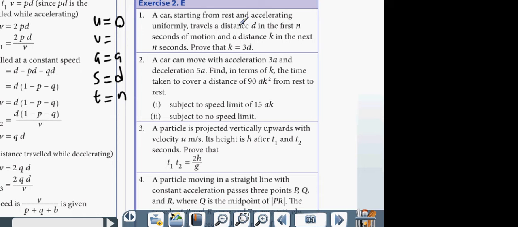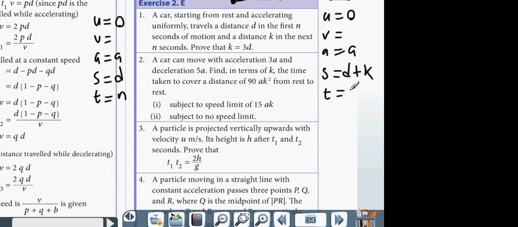Travels the distance d in the first n seconds of motion and distance k in the next n seconds. So this is like a question where you have a common start-off point. The first distance is going to be d, the next distance is going to be d plus k. So u equals 0. Remember, always use the same start-off point. a is still going to be a. s is going to be d plus k, because the first distance plus the second distance. And t is equal to 2n.